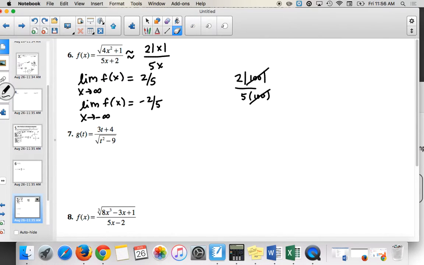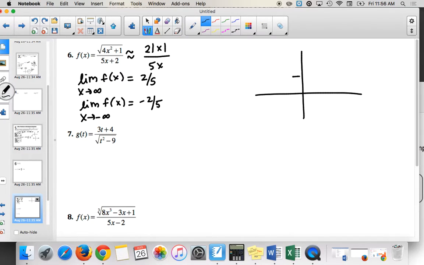Okay. So if I was doing a rough sketch of this on the ends, I would put something like 2/5, dot, dot, dot. So you're going along there, negative 2/5, going along there. I don't know exactly where it is, if it's above or below or whatever. I'm just worried about the ends. All right, so same idea for 7.